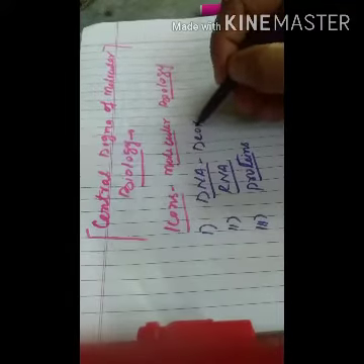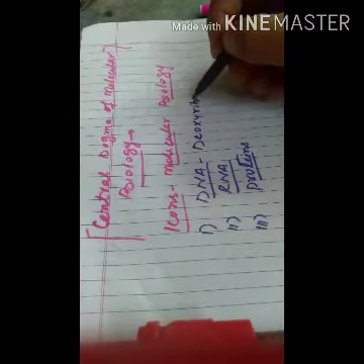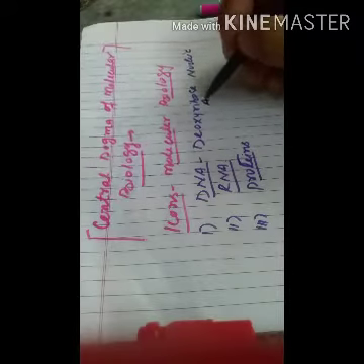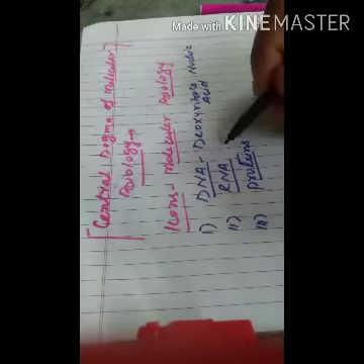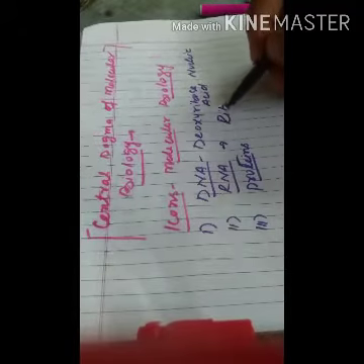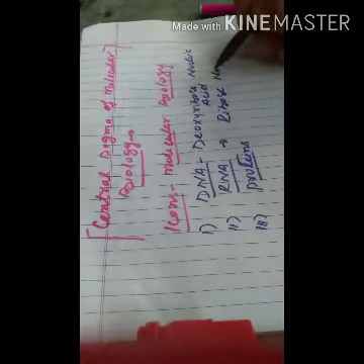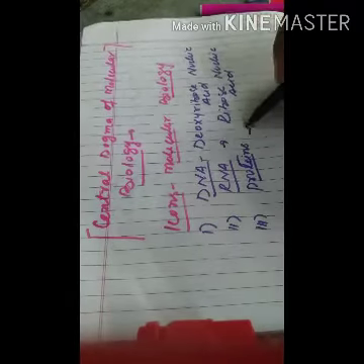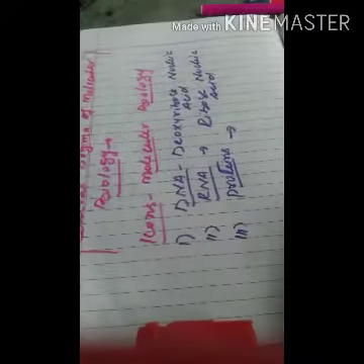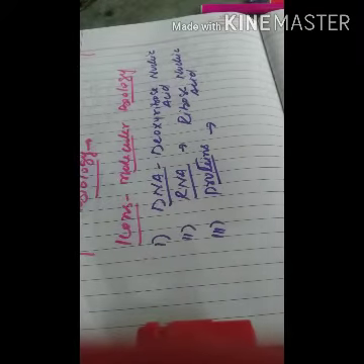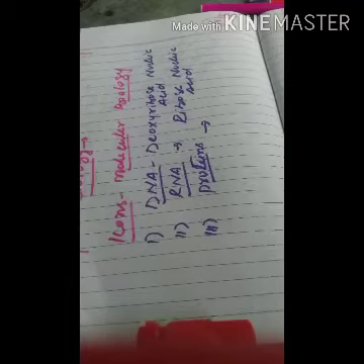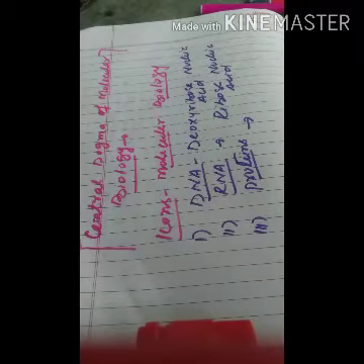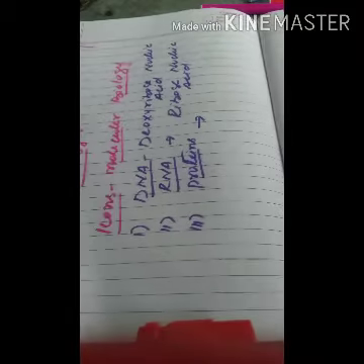DNA is known as deoxyribose nucleic acid. RNA is known as ribose nucleic acid. Proteins, as we know, are the important biomolecules. Now, what we are going to study in this lecture is what the central dogma of molecular biology means.